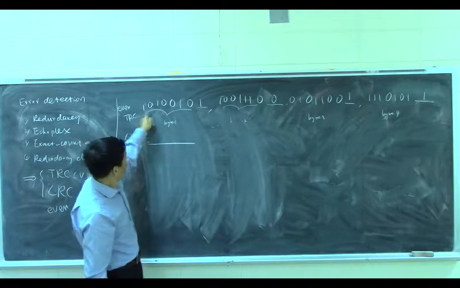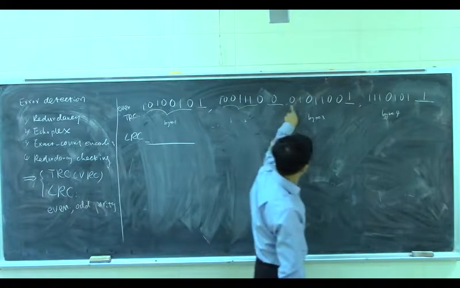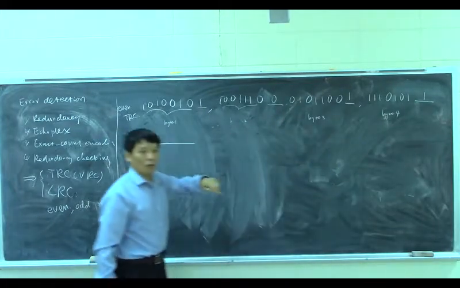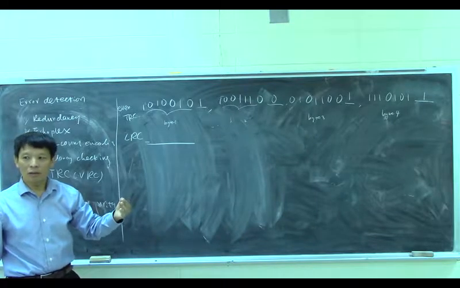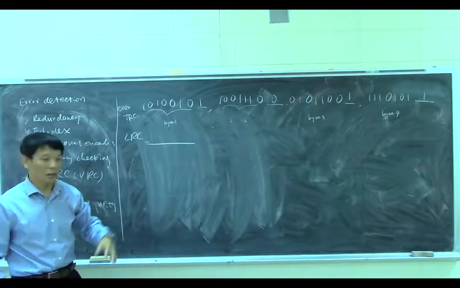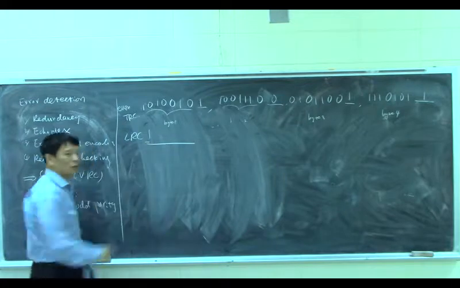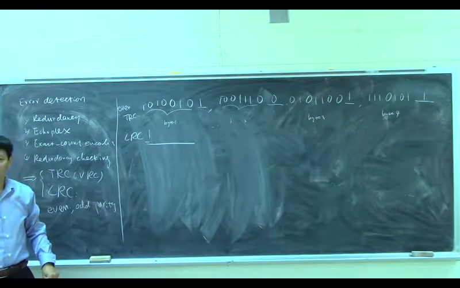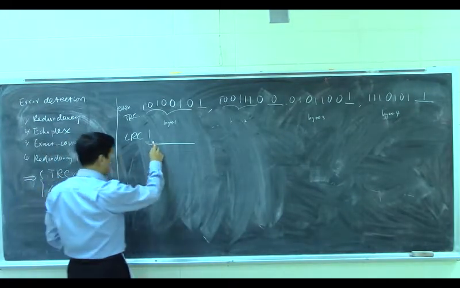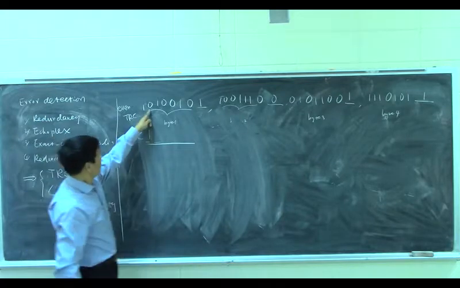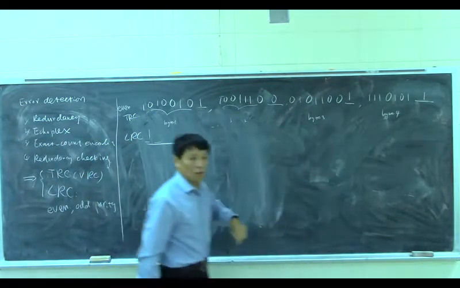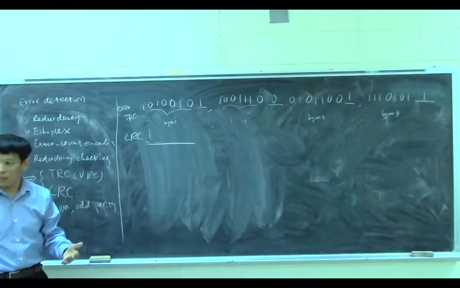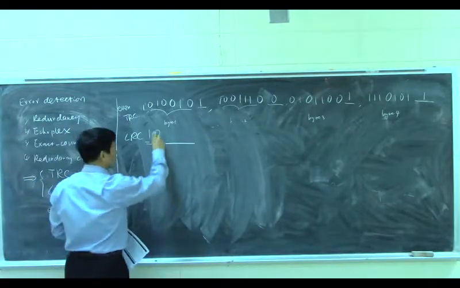So the first one is 1, 1, 0, 1. How many ones do we have? 3, right? Okay, so now we need to make this even. So for the first one we need to put the 1. Then the second one, 0 here, 0 here, 1 here, 1 here. So the number of ones is already even, so we are going to put a 0 here.